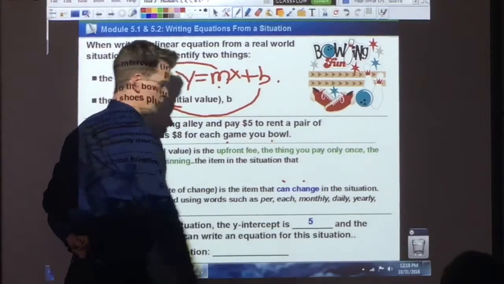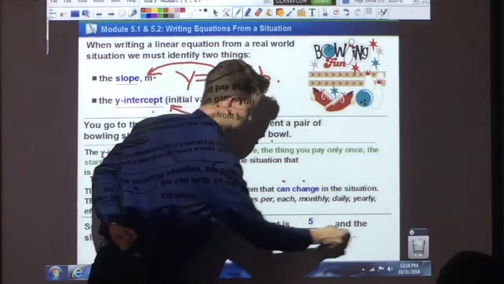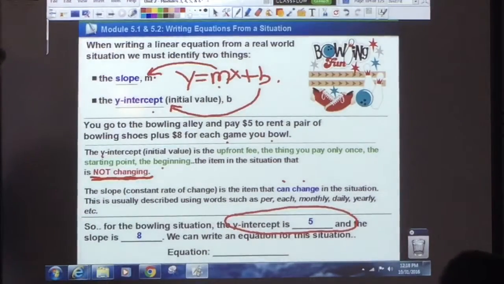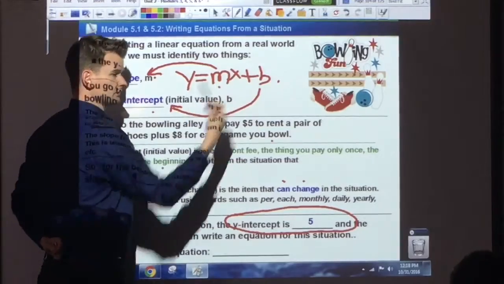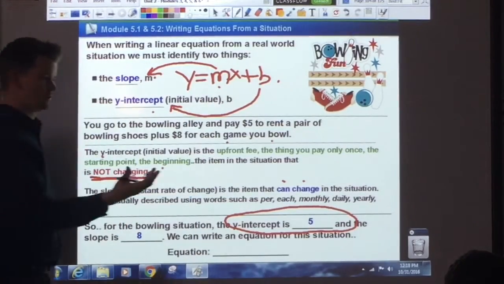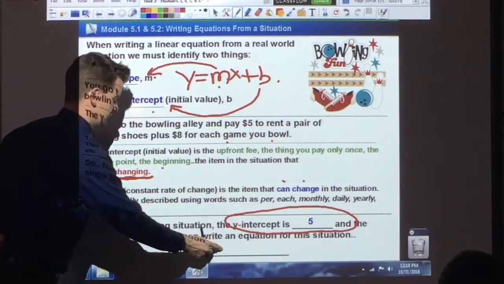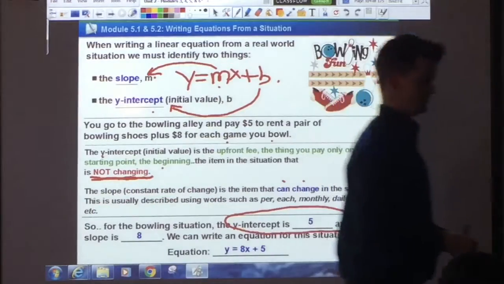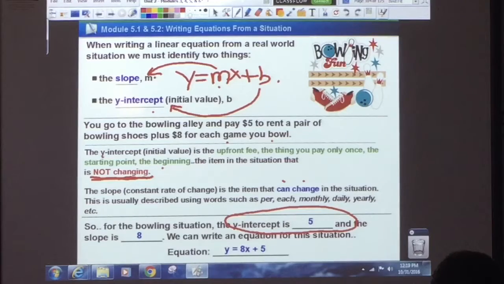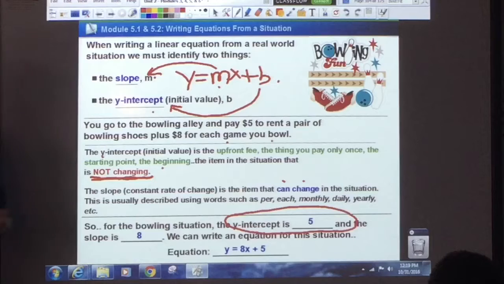So, is 5 going to be the y-intercept or the slope? What does it say right here? I'm going to ask you again, is 5 the m or the b? 5 is the b, which means 8 has to be the m. So, what's your equation? Y equals 8x plus 5. Perfect. Don't always assume that slope is the first number you see. It could be the second. It could be anything. You just have to read the question carefully.